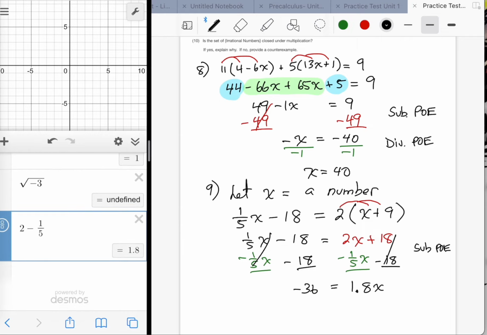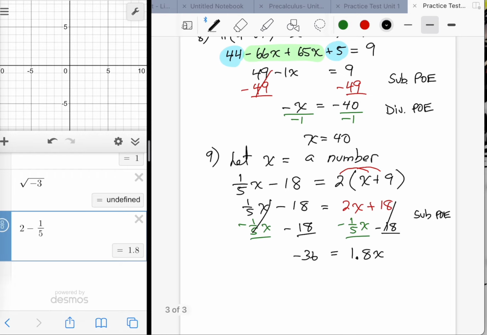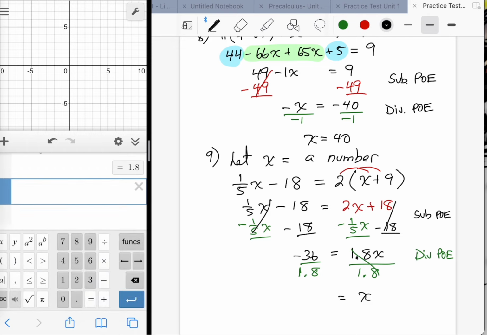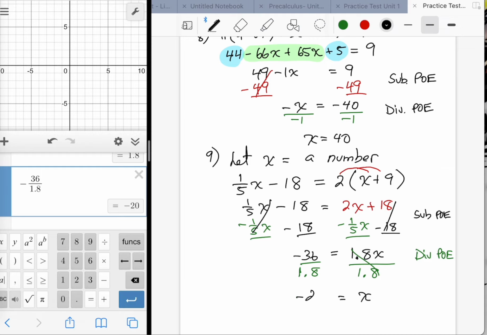If you don't like that, just put it as a fraction. Tap on that fraction icon. 9/5, I think I like the 1.8 better. Divide by the 1.8. That's a division property. And so we get x is equal to negative 36 divided by 1.8, negative 20.